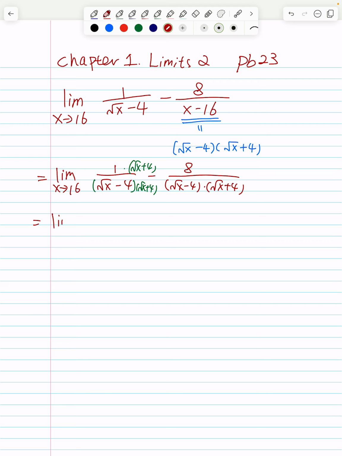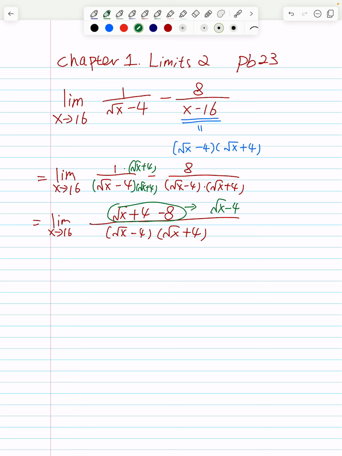Now with two terms sharing the same denominator, I can merge them into one expression. The first half has 1 times root x plus 4, namely it's root x plus 4. The second half has minus 8. I can easily simplify it. My numerator becomes root x plus 4 minus 8, which after simplification becomes root x minus 4.